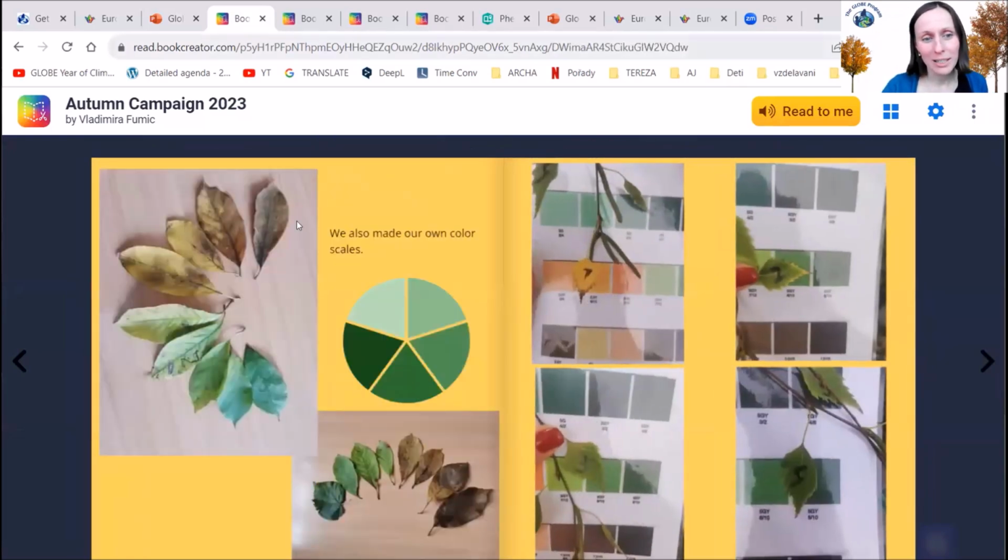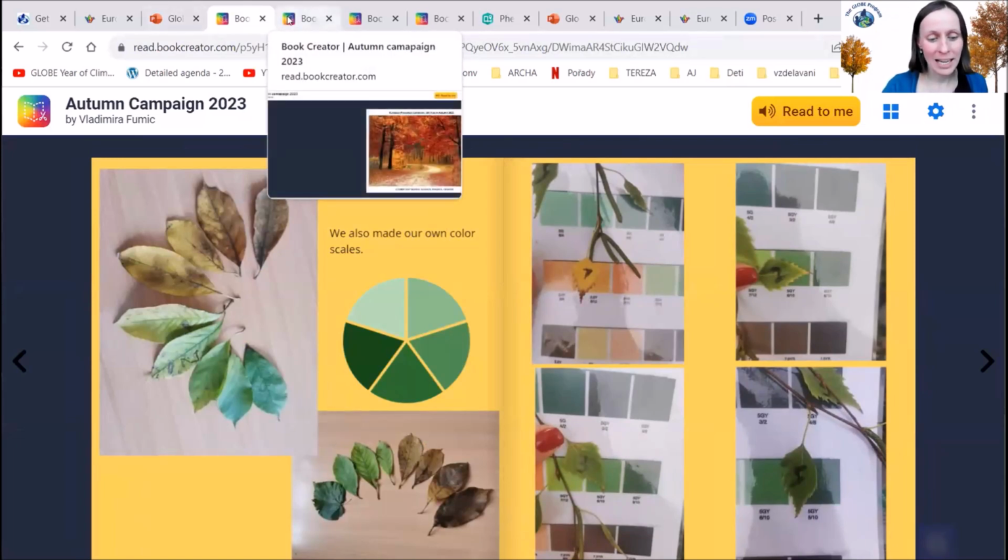I want to maybe point out these beautiful leaf palettes that were created by the team. So it's, I think, a nice activity for the students. And also this is the first time for the school to join the campaign. So I think it's very good that they managed to do all the work and even share their results with us.